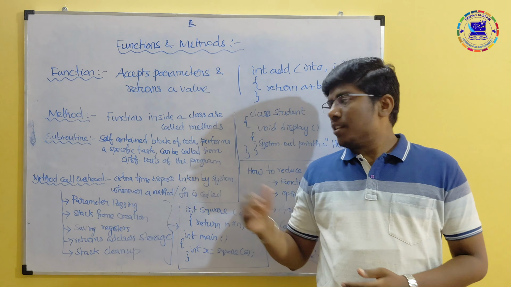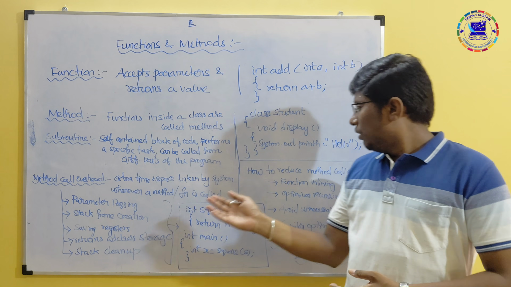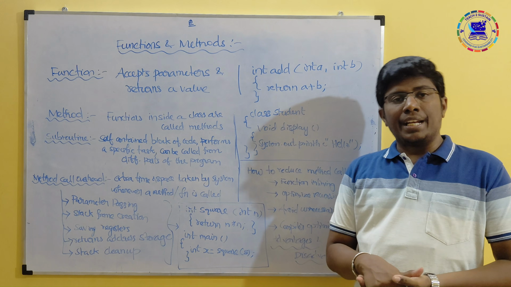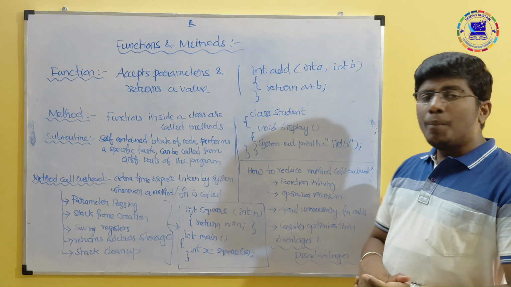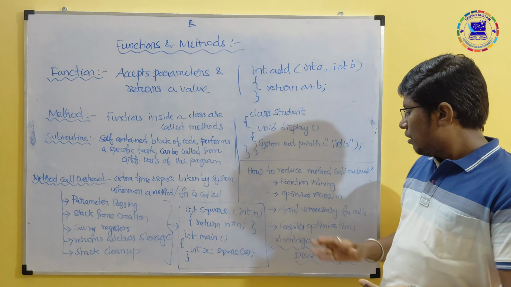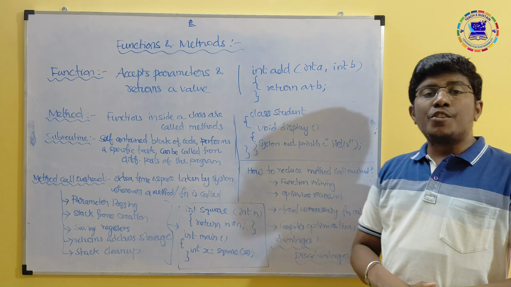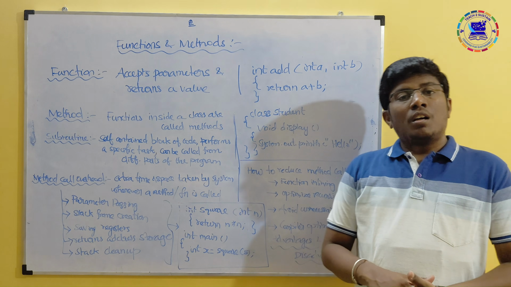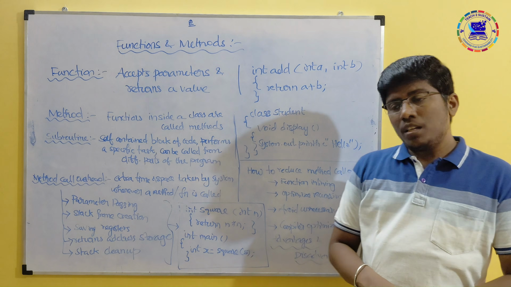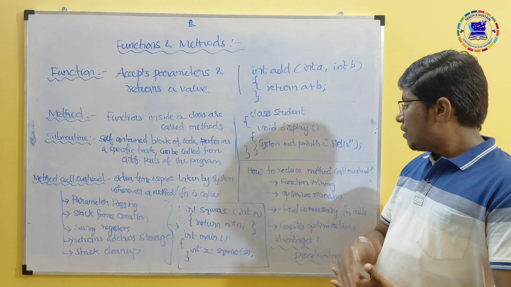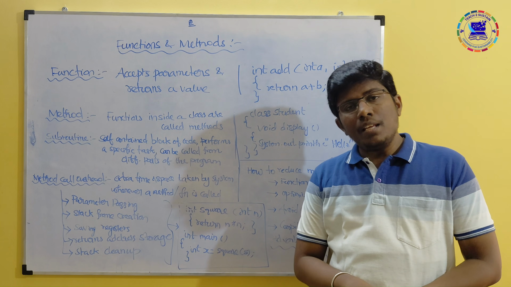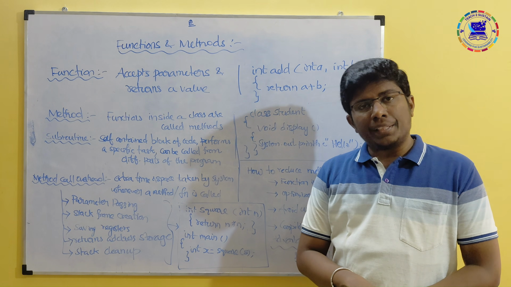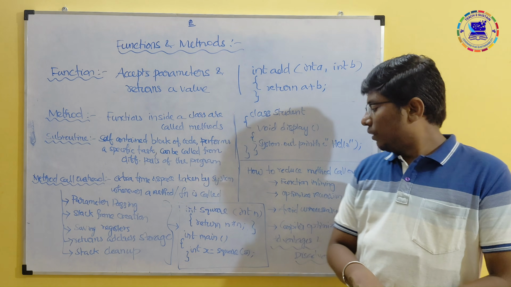How to reduce this method call overhead? There are techniques like function inlining, optimizing the recursion, avoiding unnecessary use of function calls, and optimizing even the compiler. Those things will reduce the method call overhead during the execution of a method, when calling the method.